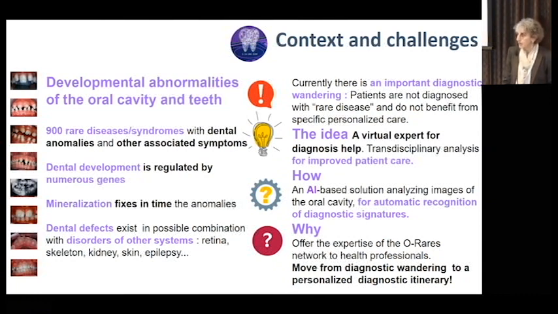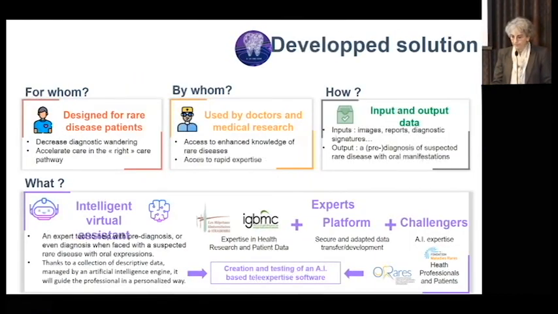And by looking at the teeth system, that is primary and permanent dentition and all the dynamic phenomena leading the teeth into the oral cavity, you will be able to recognize the dental anomalies, shape, number, size, structure, and direct the diagnosis towards a specific disease. Teeth are not subject to turnover like bone, for example. So really you have the clues to rare disease, at least to some of them. And the idea is to move the patients from diagnostic wandering to personalized diagnostic itinerary.